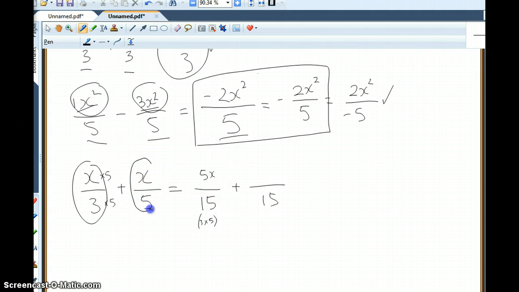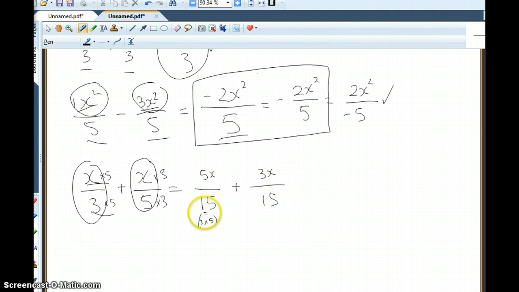Regan, could you tell me what I have to do to this fraction? The denominator by 5. By 3 this time. That's what this one was times by 5. This one was times by 3. Therefore, the top one has to be times by 3.